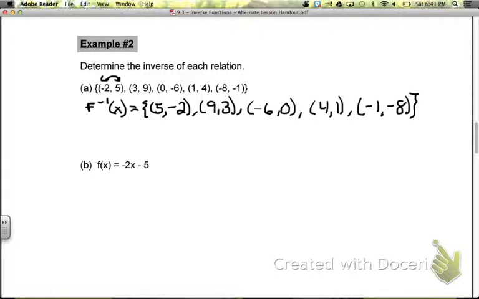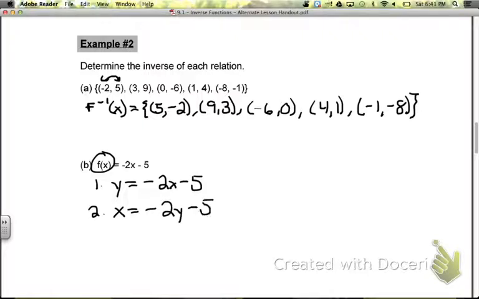Now in B, we have f at x equals negative 2x minus 5. So step 1. Remember step 1 was to change our f at x to y equals negative 2x minus 5. Second step, we want to go ahead and switch our x and y's. We're going to do that exactly as I said: x equals negative 2y minus 5.